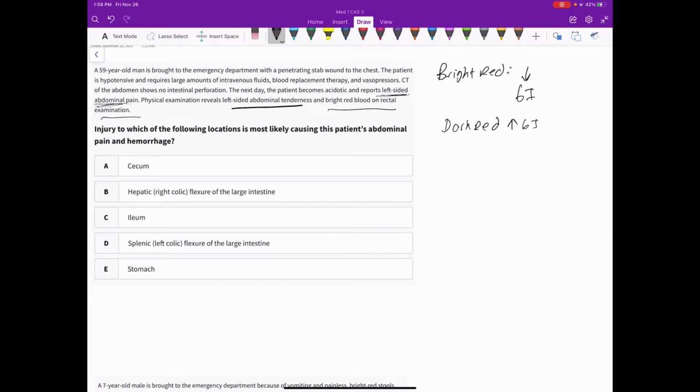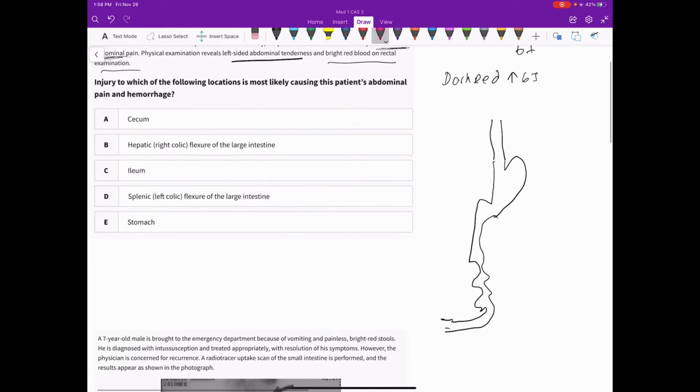Okay, so if we draw a quick little esophagus, draw a stomach here, duodenum, jejunum, ileum, right? Not the best drawing, but the best I could do. Then we're going to make the large intestine red. So that's ascending colon. Here's our transverse. Here's our descending colon. Here's the sigmoid.